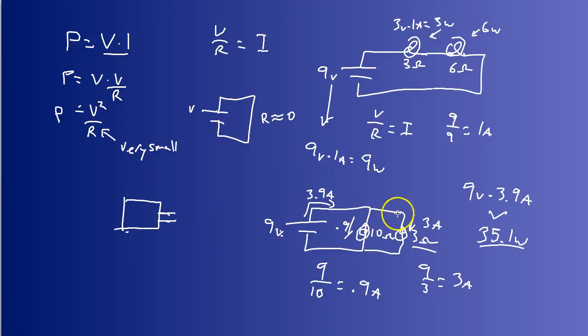So across each of these we have a 9-volt drop. For this one right here, that's going to be 3 amps times 9 volts, or 27 watts of power consumed by this bulb. We have 0.9 amps going through this one with a 9-volt drop, so that's going to be 8.1 watts of power consumed by this bulb. And that's basically it.